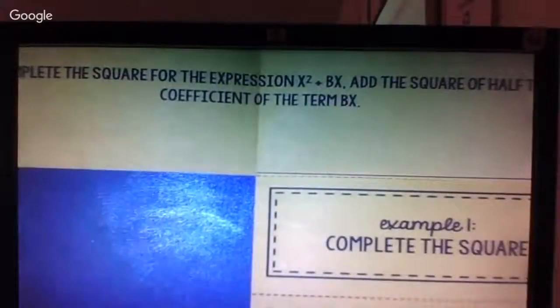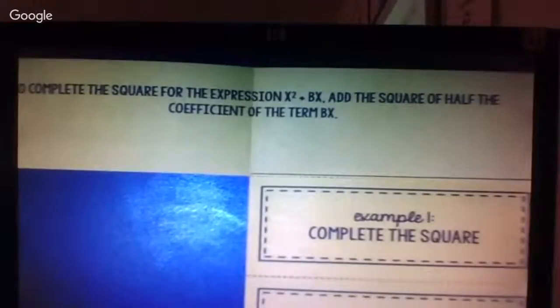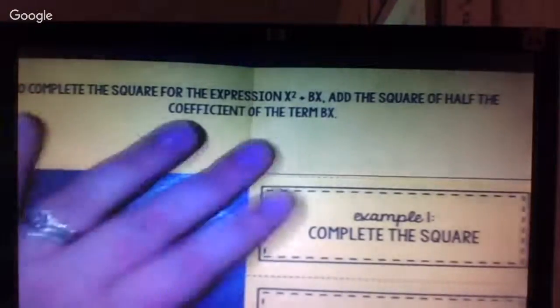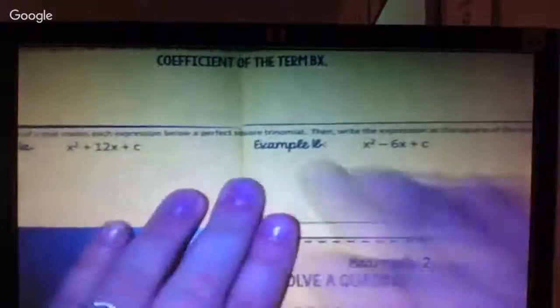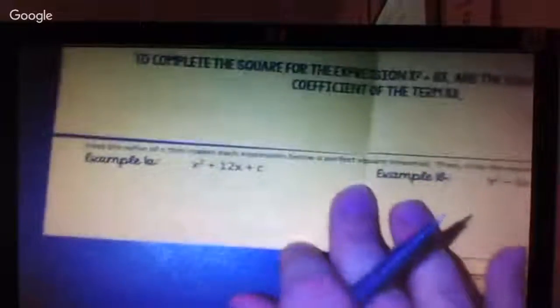So, how do we complete the square? Completing the square means we're adding the square of half of the coefficient of the term bx. So, we're going to just work on completing the square first. So, flip open your example number 1. We're at 1A.